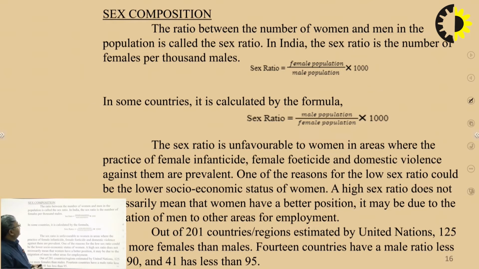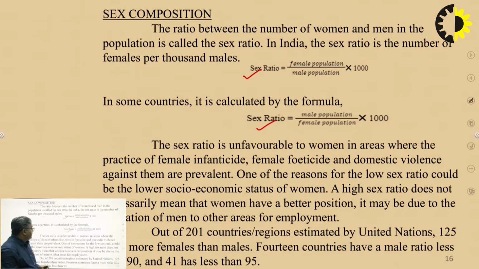The ratio between the number of women and men in a population is called the sex ratio. In India, the sex ratio is the number of females per 1,000 males, and the formula goes like this: the sex ratio is equal to female population divided by male population multiplied by 1,000. In some countries, it is calculated by the formula: male population divided by female population multiplied by 1,000.